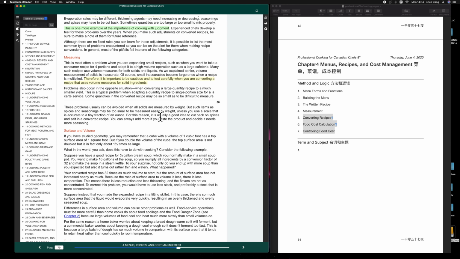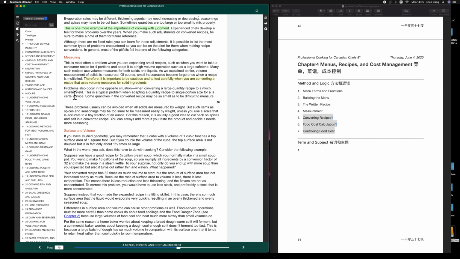Measuring. This is most often a problem when you are expanding small recipes, such as when you want to take a consumer recipe for 4 portions and adapt it to a high-volume operation such as a large cafeteria. Many such recipes use volume measure for both solids and liquids. As we explained earlier, volume measurement of solids is inaccurate. Of course, small inaccuracies become large ones when a recipe is multiplied.